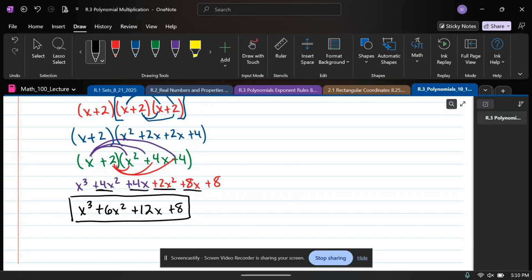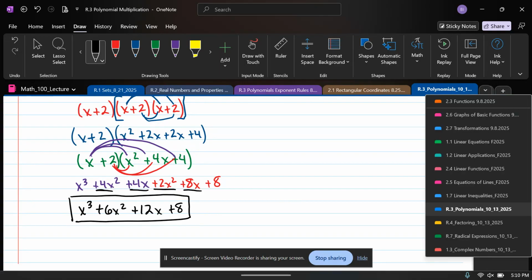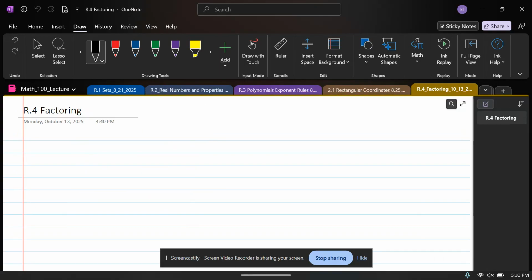All right. Let's jump over into R4, which is unmultiplying, or factoring is what we call it in math class. But it's unmultiplying. And so when you're factoring, I have a set of rules that help with factoring. So the rules of factoring. If you'll follow these rules, it will make your life in factoring world lots easier.